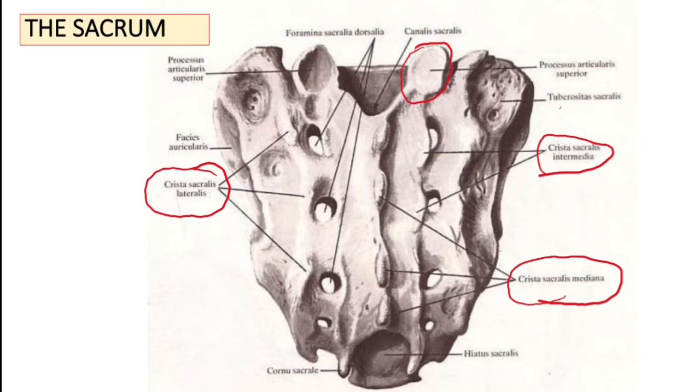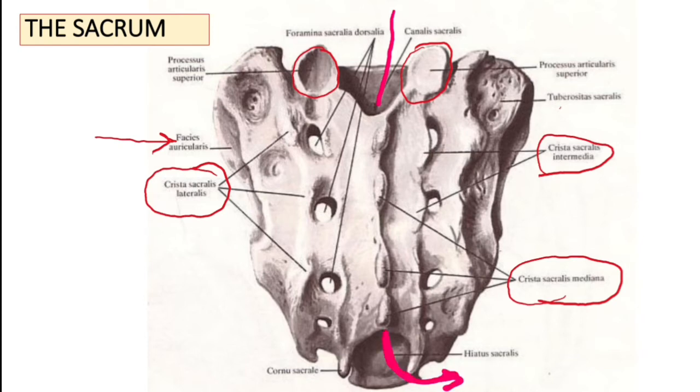Processus articularis superior, for articulation with the lumbar vertebrae, right? So both are processus articularis superior. I told you about the articulation with the lower limb, right? So this one is the facies articularis. That's how it articulates with the iliac bone, right? So the joint will be the sacroiliac joint, from ilium, right? Facies articularis. Okay, so here you can see this canal again, canalis sacralis, right?